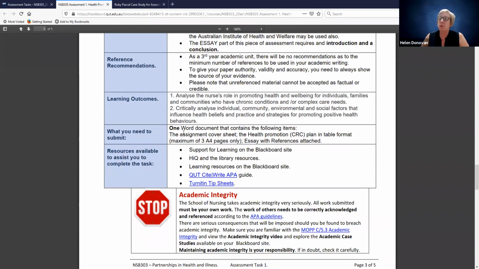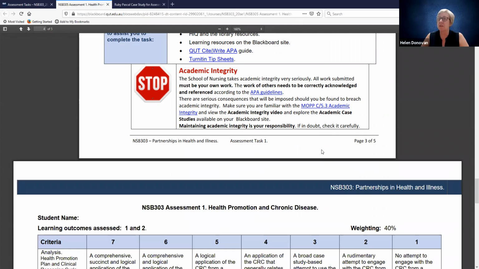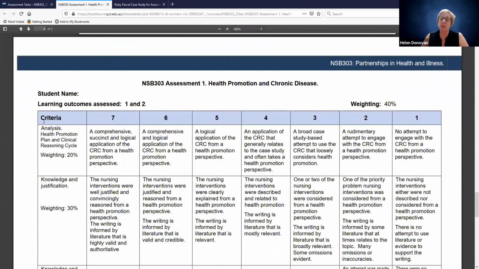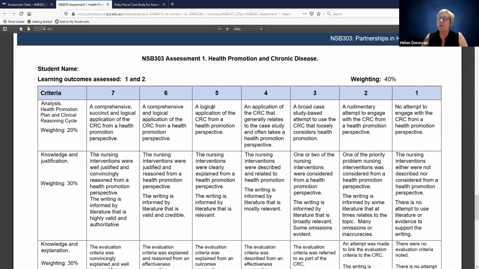You need to submit a Word document via Turnitin. So it's one Word document that includes the template in that table format of 3 pages only, your essay with references. Now, if we have a look down here at the criterion reference assessment, this top part is about the clinical reasoning cycle. For a 7, it has to be comprehensive, so it needs to have all of the assessment data, but it has to be to the point, and it has to have a logical flow and application through. If you start leaving out parts, then you'll start getting your ticks down here in the 5s.